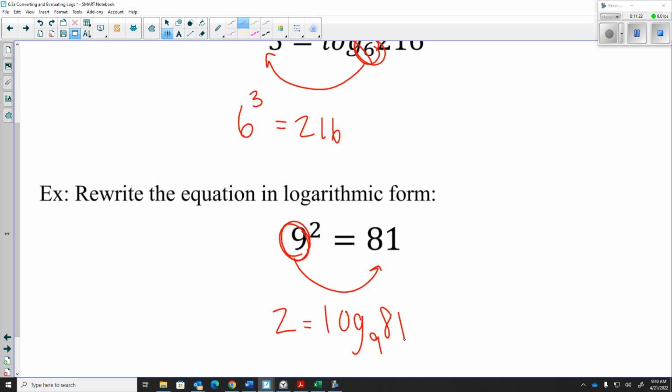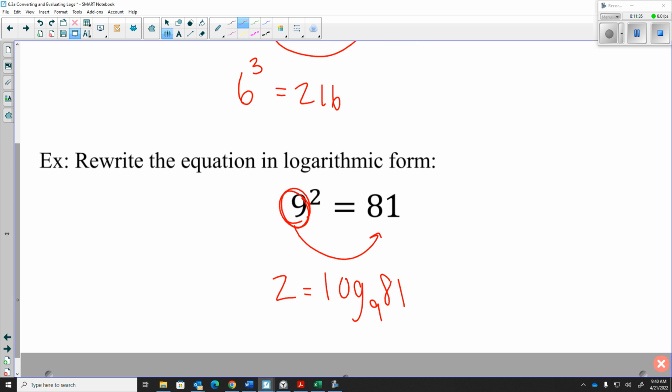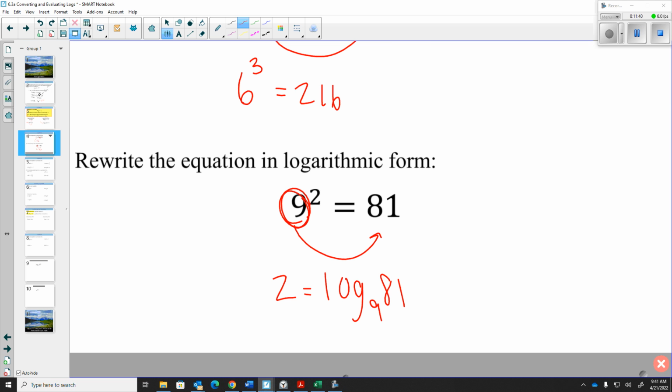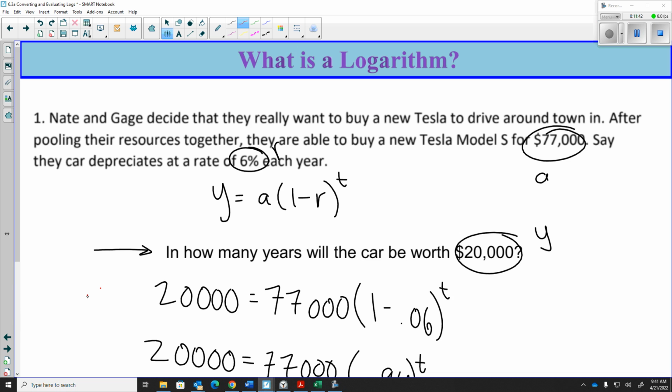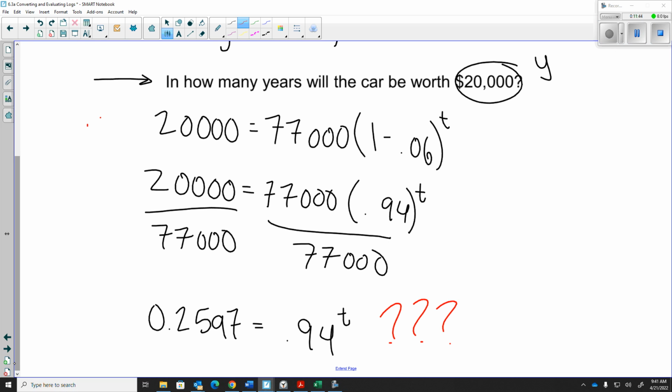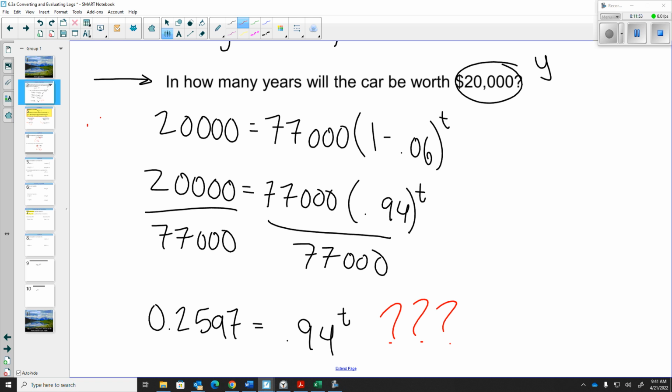You guys picking this up a little bit? It might seem really abstract, and that's because it is, kind of. It's a weird concept. But we have to have this inverse exponential in order to answer questions like this, right? Because in order to do this, I need a log. What power do you need to raise 0.942 to get this? I don't know. I need a log in order to help me do that, okay? But we'll get to those problems in a minute.